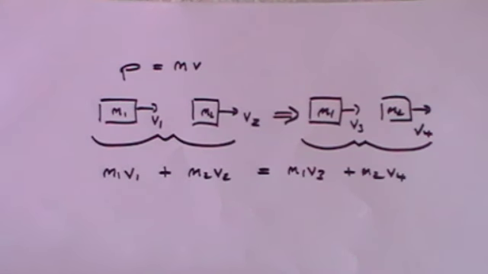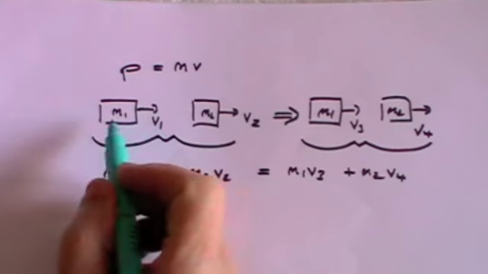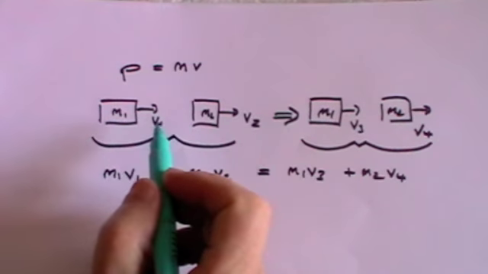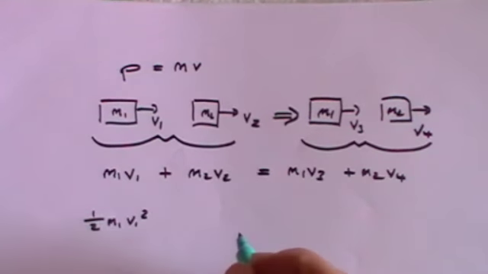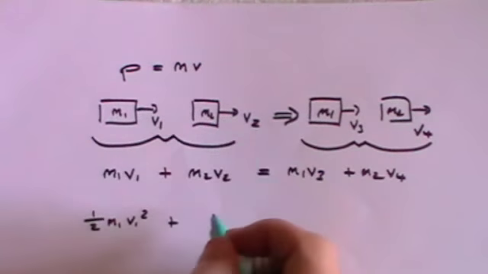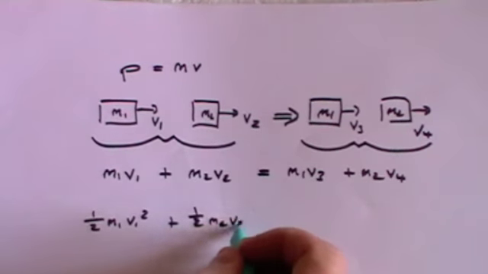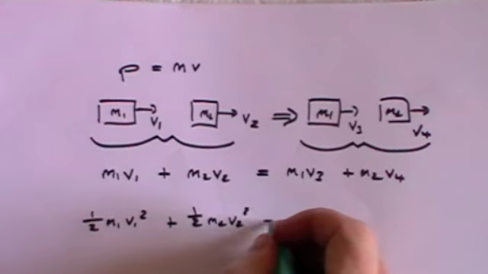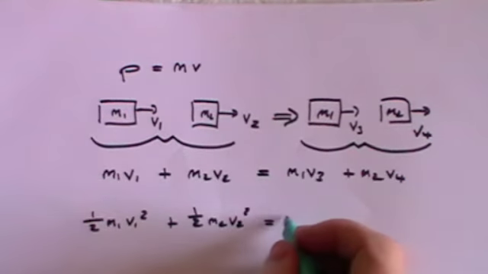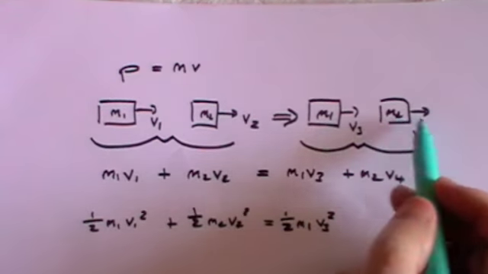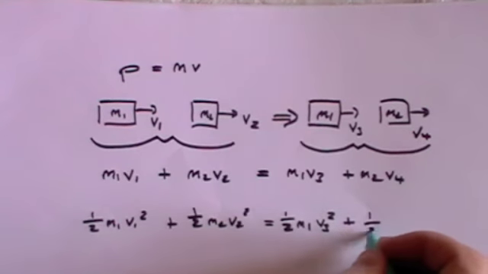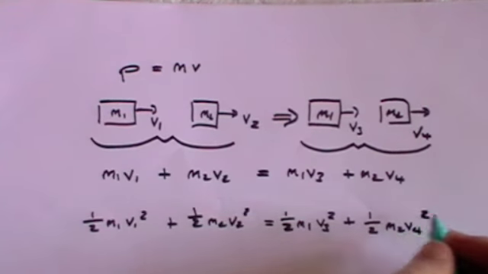What is sometimes the case is that kinetic energy is conserved. Now if that happens, then you can say that the kinetic energy is half mv squared, so a half of m1 v1 squared, plus the kinetic energy here, a half m2 v2 squared, is going to equal the kinetic energy here, which is a half m1 v3 squared, plus the kinetic energy here, which is a half m2 v4 squared.